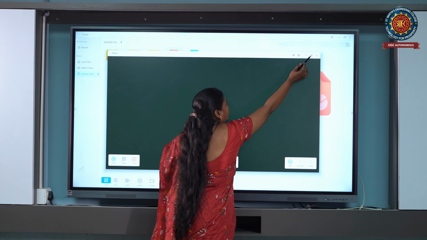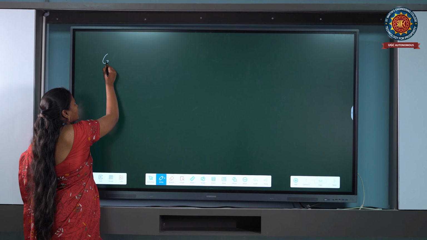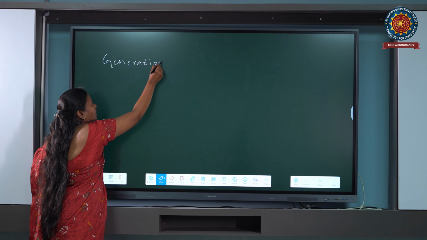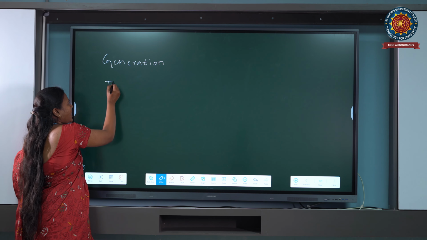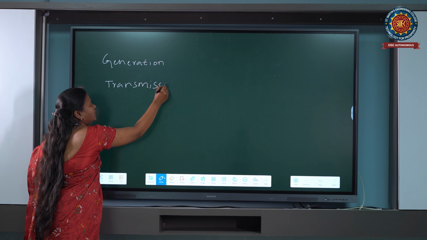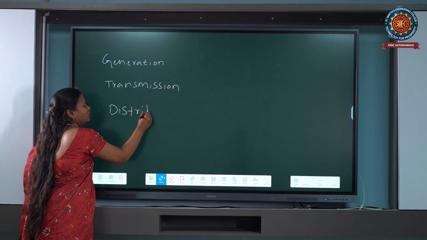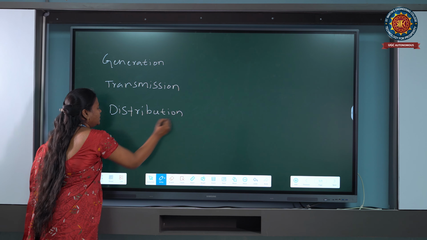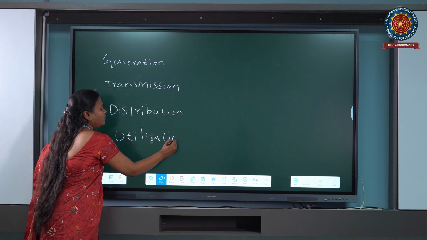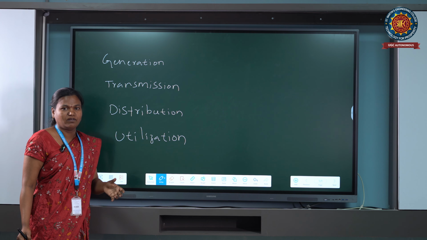I will write here the characteristics of a power system. First one is generation. Second one is transmission. Third one is distribution. And the final, fourth one is utilization. So in generation, we can generate the power.